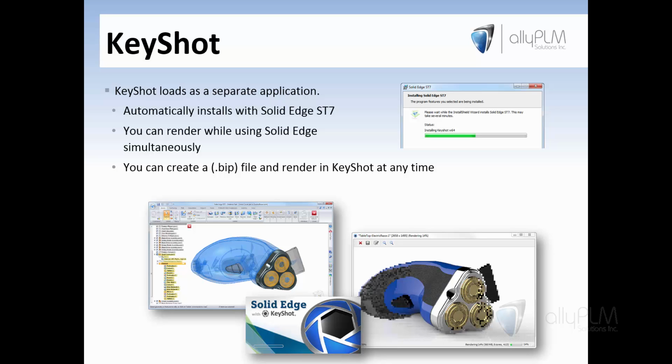When you install ST7, KeyShot will load as a separate application. We can render simultaneously while we have Solid Edge open, so it'll be open in a separate window, and we can do our renderings inside of there. With KeyShot, we'll make bip files, and we can render then at any time with those files and open them back up and make changes to our parts and our renderings if we want.